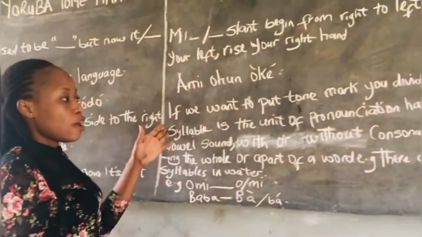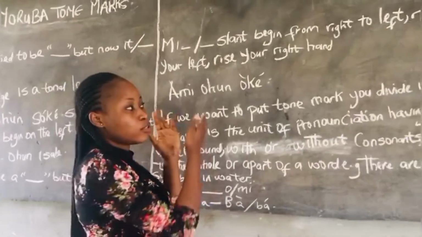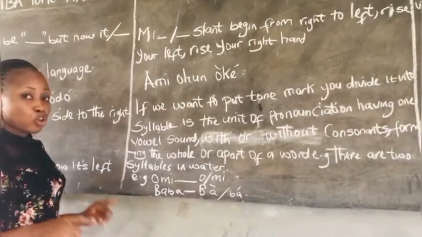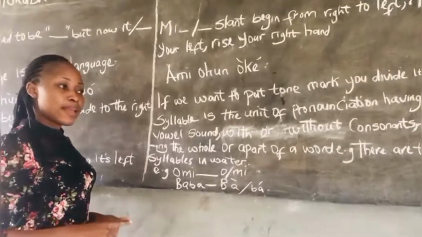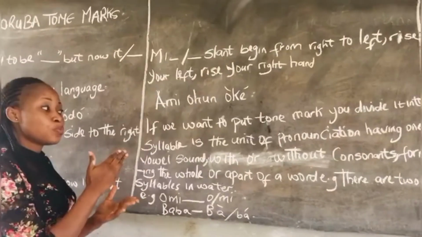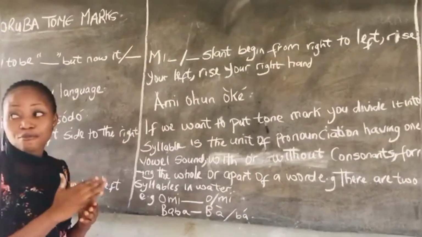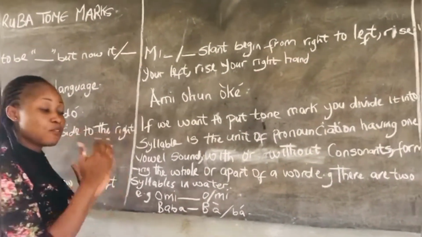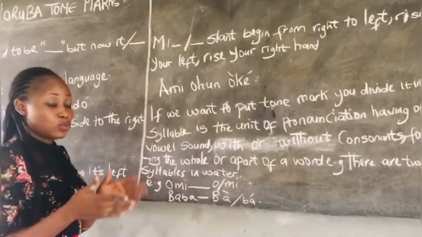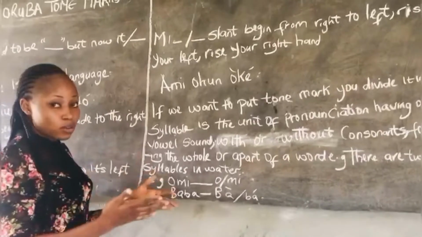If you want to put these tone marks on words, you have to understand syllables in Yorùbá. You want to divide the word into syllables. We divide by vowels. The vowels that are there, that's what you divide with. You don't divide it with the consonants. You divide it with the vowel sounds that are there.